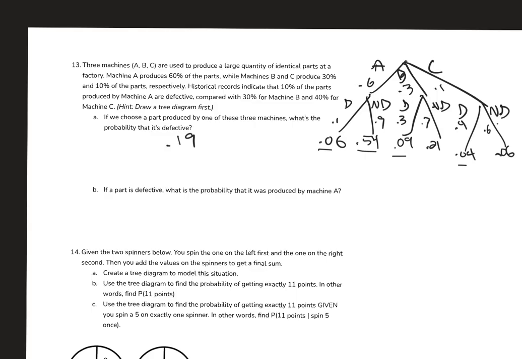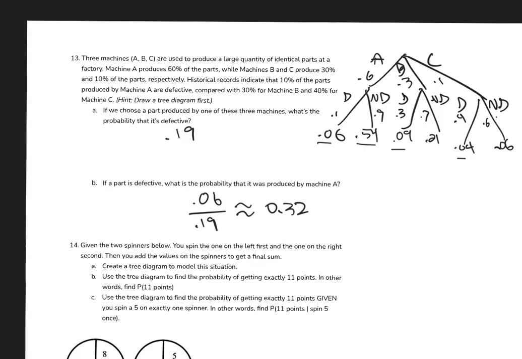If a part is defective, which means that out of those 0.19, what's the probability that it was produced by machine A? Well, that would be this, 0.06 over 0.19, and that's going to be approximately equal to 0.32. So in other words, if you randomly select a part that's defective, the probability that it was produced by machine A is approximately 0.32.